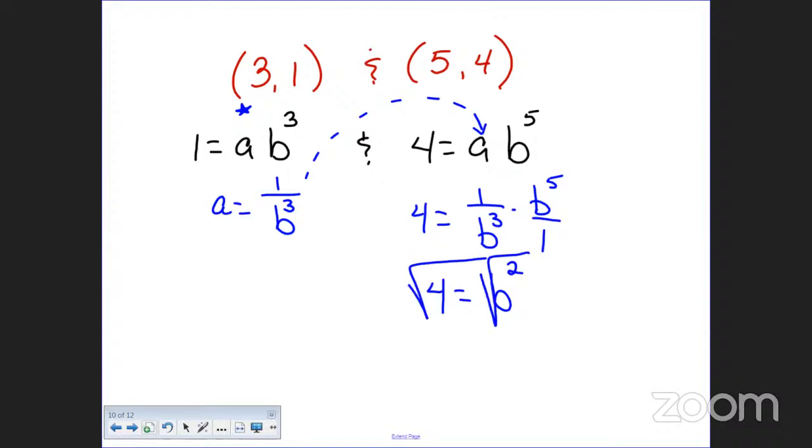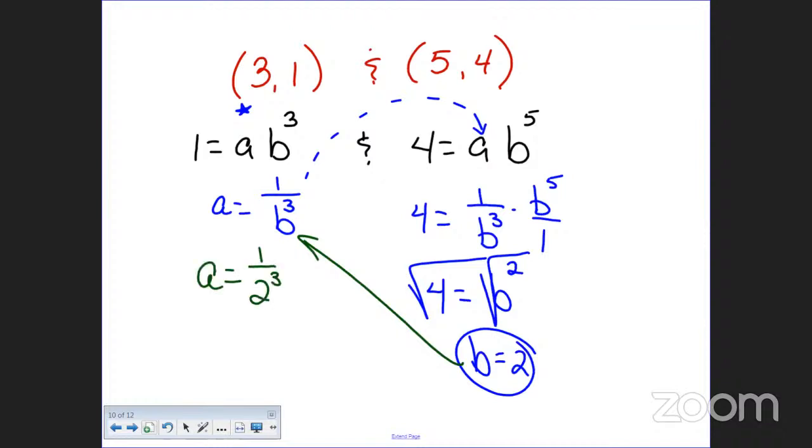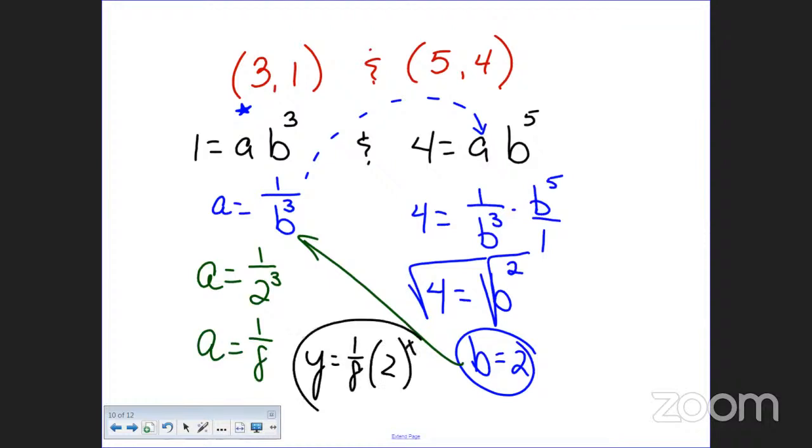Square root. And bases always have to be positive, so I would only want the positive root. There's that. Plug that in there. So a is 1 over 2 cubed, which is 1/8. So that gives me my y equals 1/8 times 2 to the x. Anyone else? All righty.